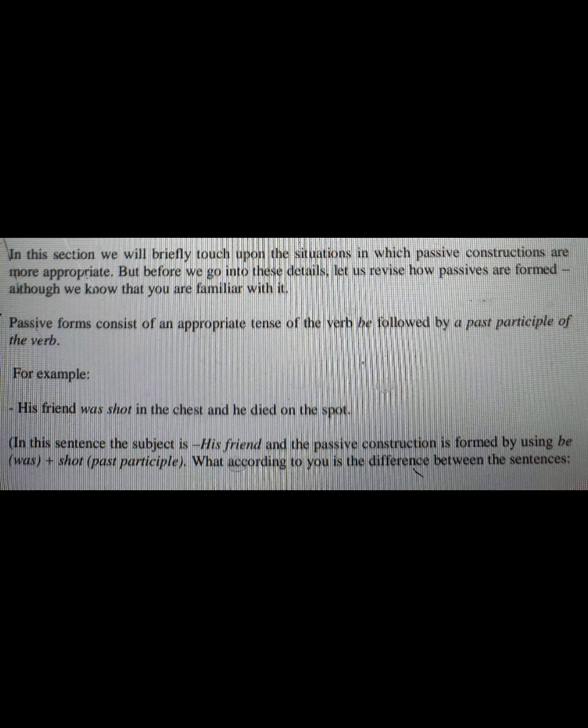In this section we will briefly touch upon the situations in which passive constructions are more appropriate. But before we go into these details, let us revise how passives are formed, although we know that you are familiar with it. Passive forms consist of an appropriate tense of the verb be followed by a past participle of the verb. For example, his friend was shot in the chest and he died on the spot. In this sentence the subject is his friend and the passive construction is formed by using be, was, plus shot, past participle. What according to you is the difference between the sentences?